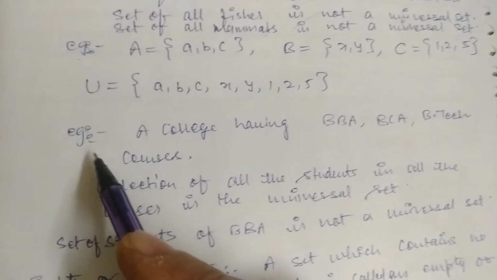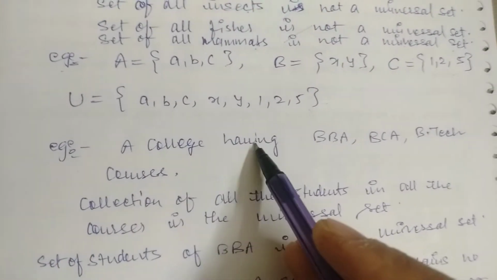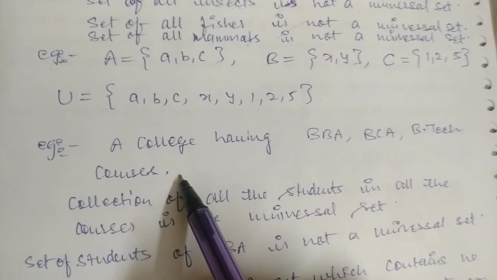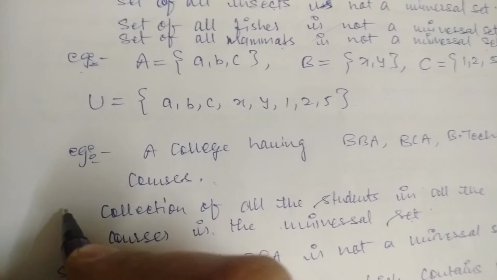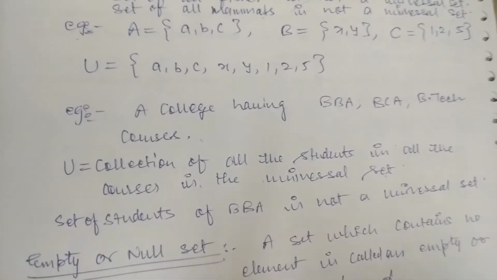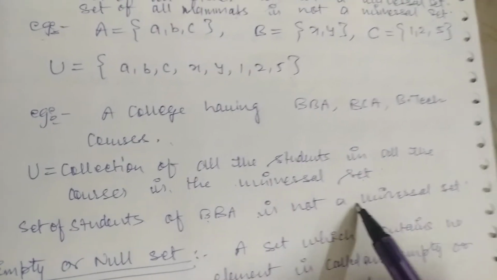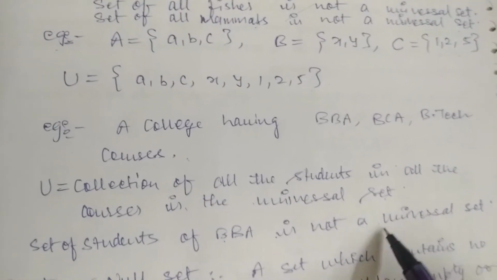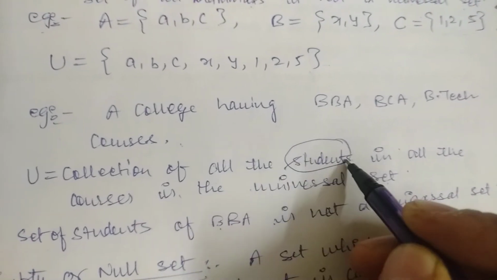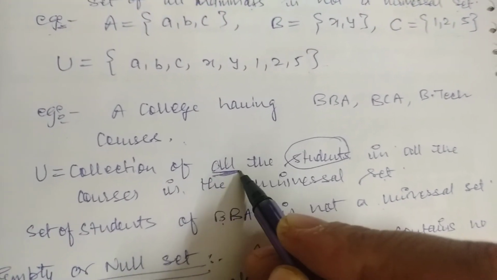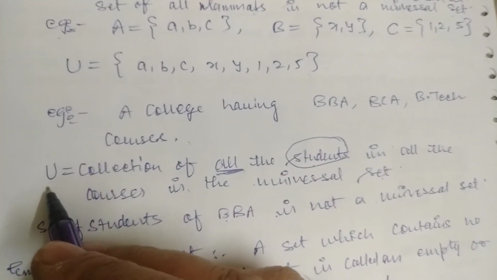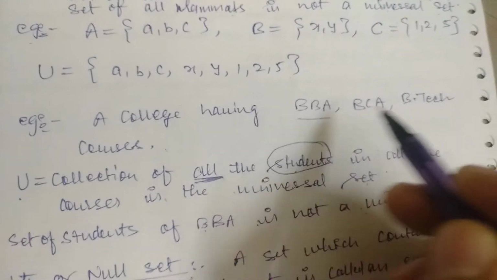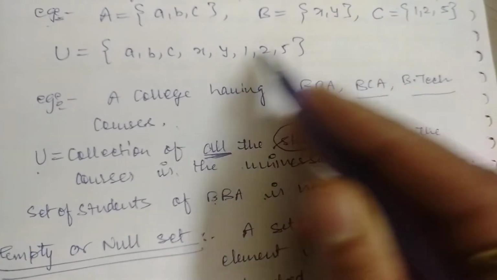We have one another example. If a college has BBA, BCA and BTech courses, then the collection of all the students in all the courses is the universal set and is represented by U. But the set of students of BBA is not the universal set. Because if we are talking in terms of students, then we want all the students. So the collection of all these students is called the universal set, whereas the collection of the students of BBA or BCA or BTech is not the universal set. These all come under the universal set.